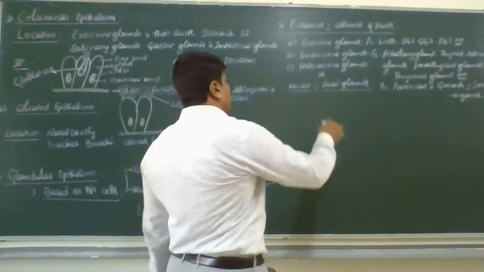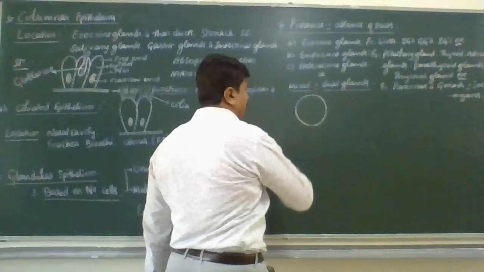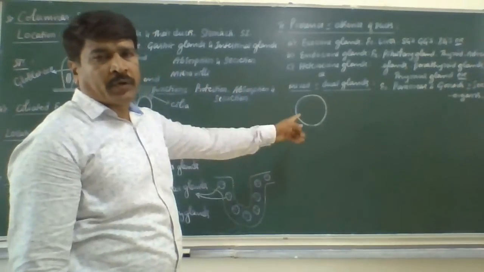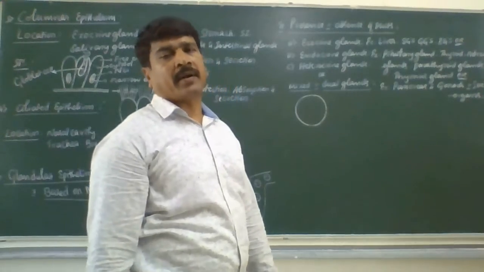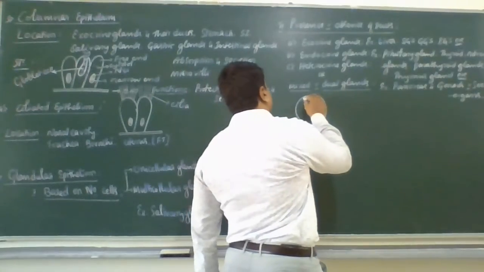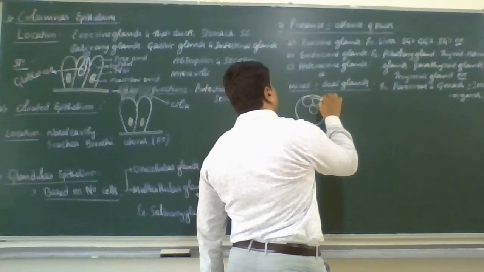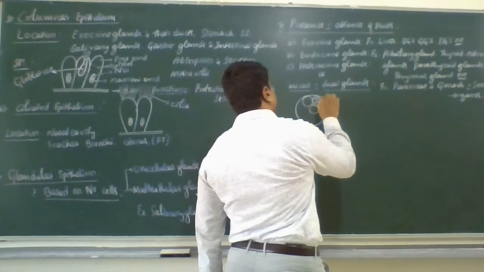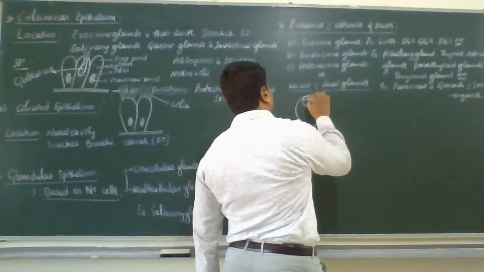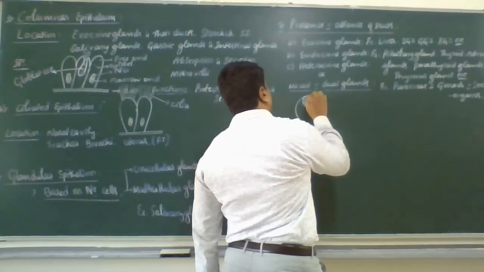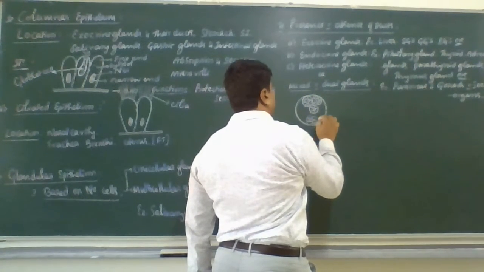For example, let us consider it is a TS of pancreas, transverse section of the pancreas. If you observe this under the microscope, you can see both exocrine part and endocrine part. So this is called the exocrine part. And this is called the endocrine part.